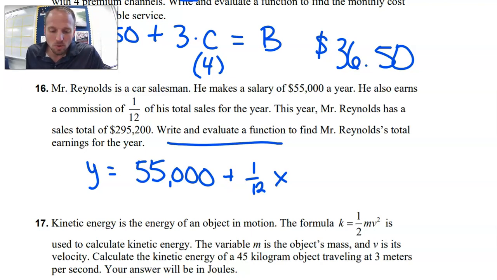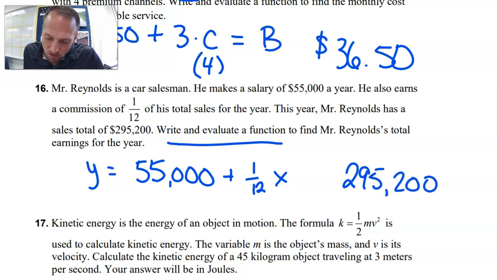It says this year Mr. Reynolds has a sales total of $295,200. That's just our X. That's how much he sold. So just take 55,000 plus 1/12 times 295,200. And honestly, I don't even know what that is. I don't have a calculator here. I'm going to be out of luck trying to figure this out.